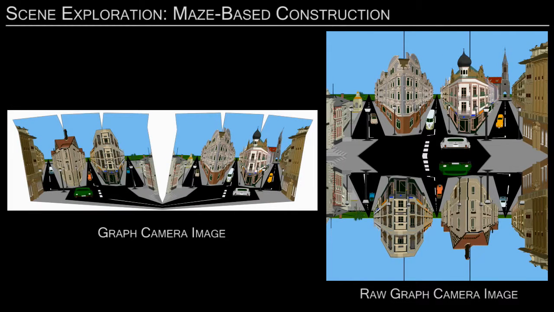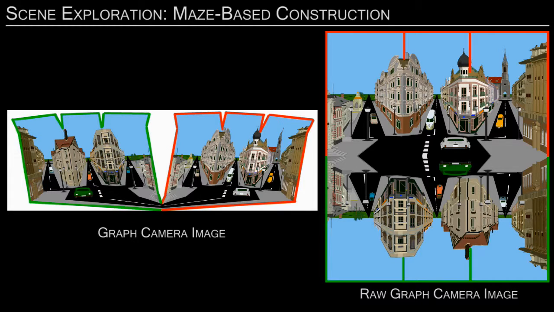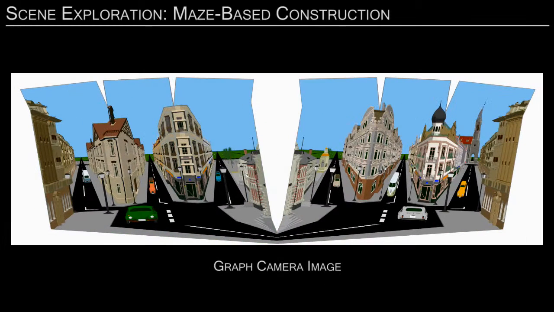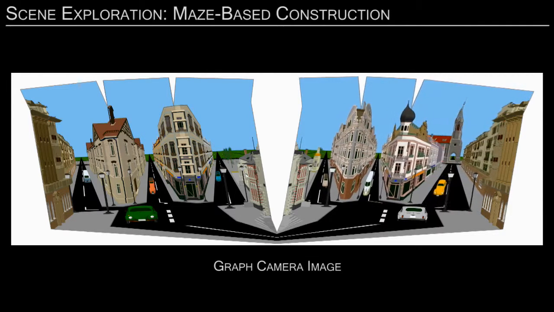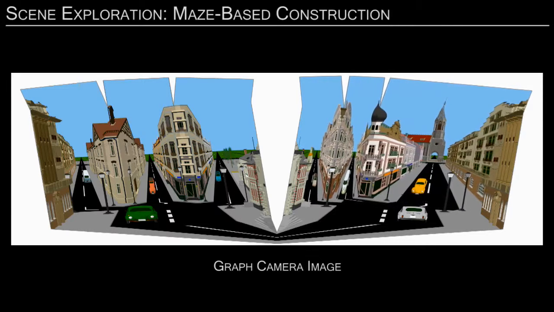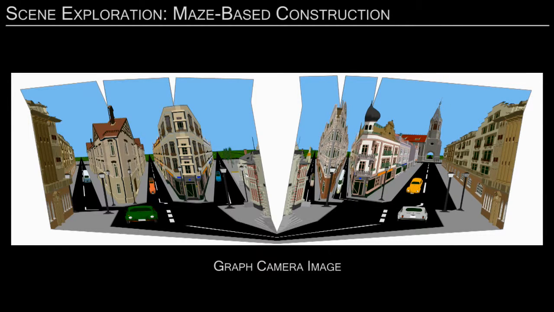Finally, the raw graph camera images are mapped to a display surface. The left panel shows behind and the right panel in front of the user. The resulting graph camera image captures the current street segment as well as the street segments beyond the first intersections. The user can change the ray split ratios interactively to emphasize different scene regions.